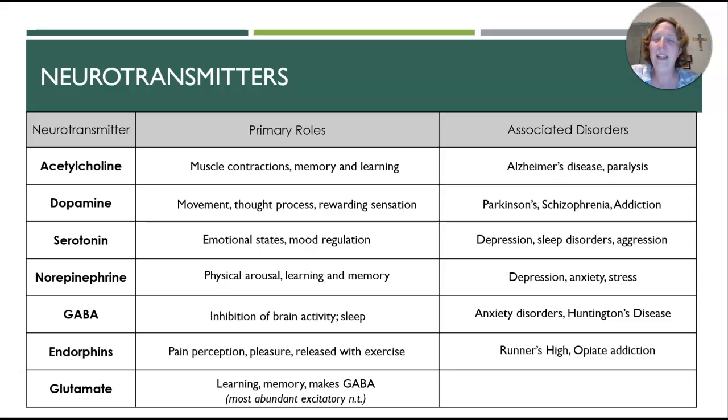And then glutamate is involved with learning, memory, and makes GABA. Here's what's interesting. It is the most abundant excitatory neurotransmitter. So it being excitatory, from a series of events, results in the creation of one of our inhibitory neurotransmitters. And this one, having too much or too little, can result in insomnia, seizures, migraines, or also Huntington's disease, which makes sense that GABA and glutamate influence each other.